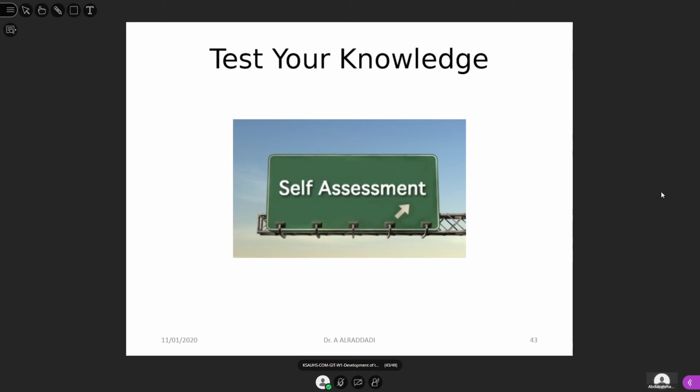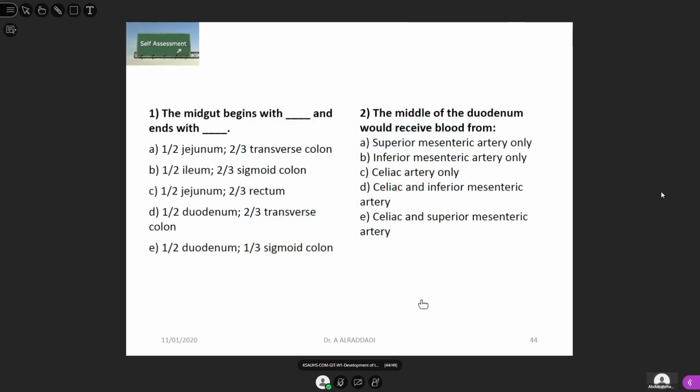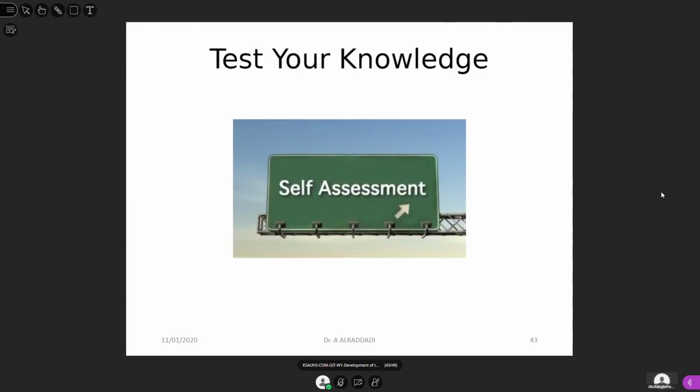So let's go through these questions. Or before we go to these questions, there are some videos we can see together. Application screens. Yes.